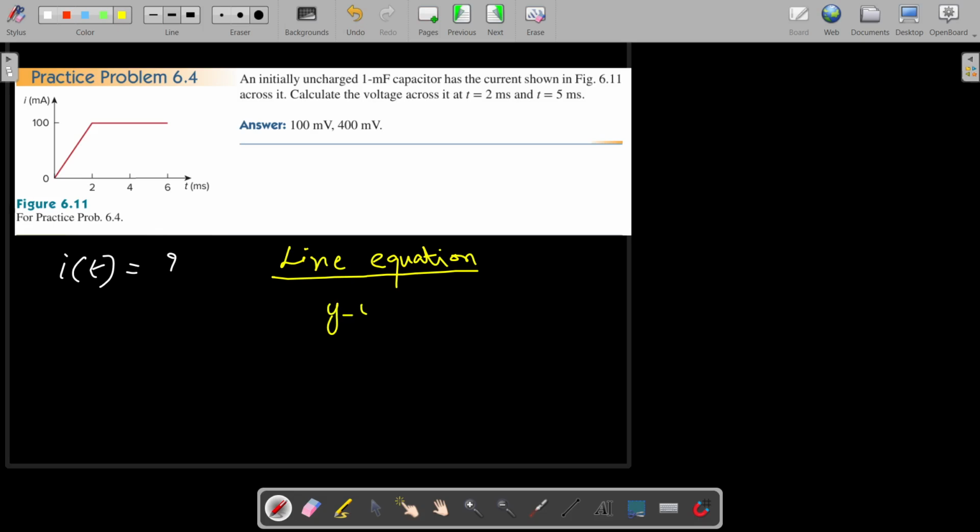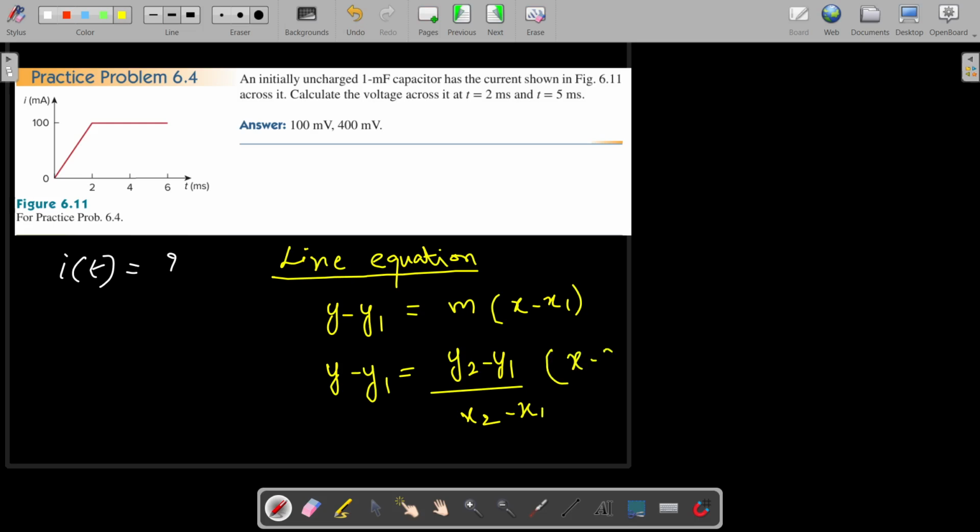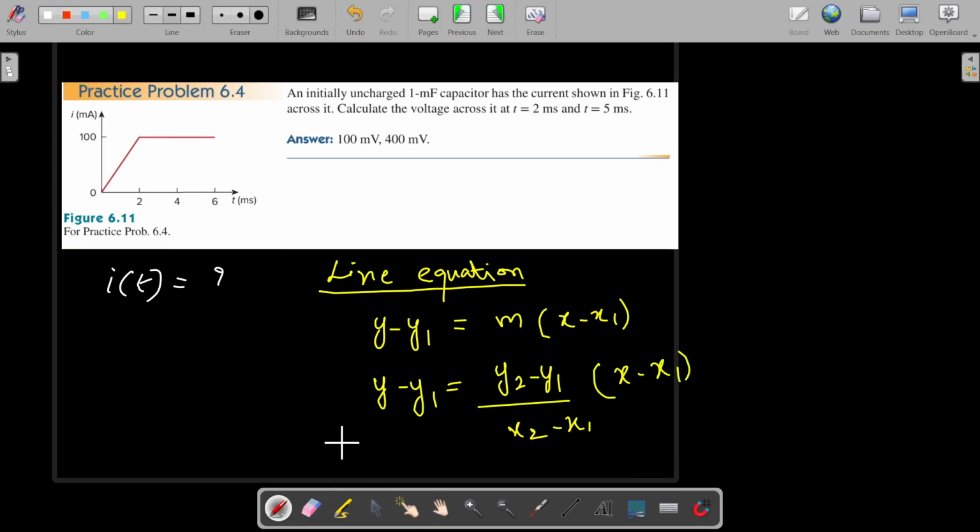So it is y minus y1 is equal to m into x minus x1. Again you can write this as y minus y1 is equal to m, where m is the slope. That slope can be calculated as y2 minus y1 divided by x2 minus x1, and then x minus x1. So we should know the coordinates here. This plot can be divided into two portions. So 0 to 2 is the first portion. After that we have another portion from 2 to 5 milliseconds. So this would be your second portion.